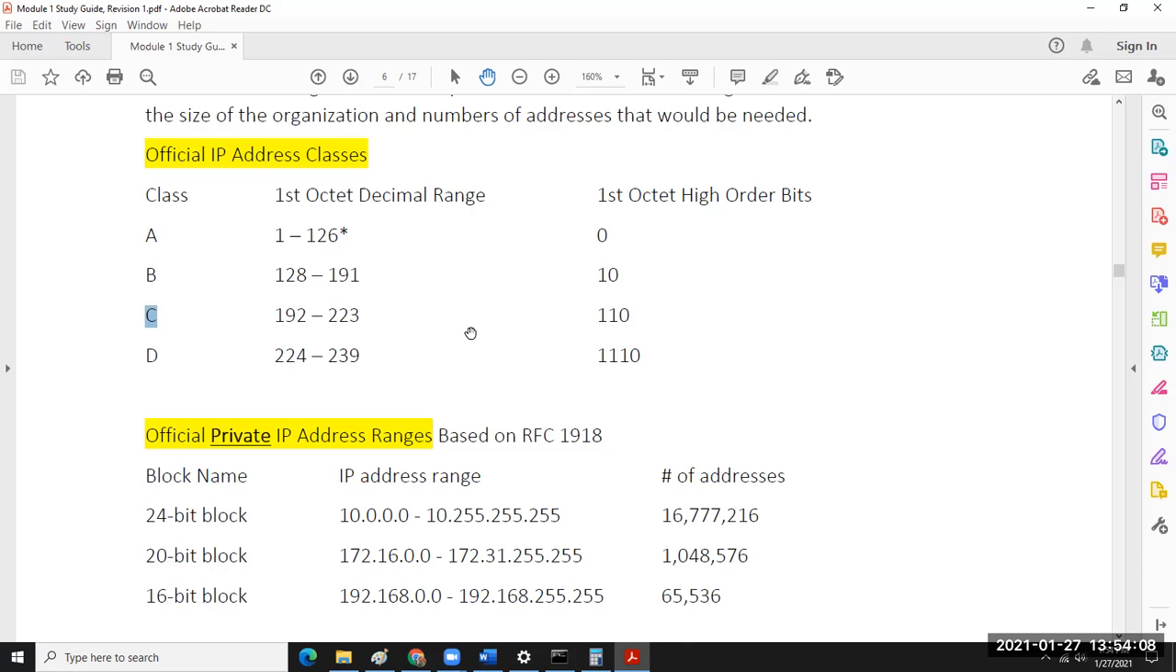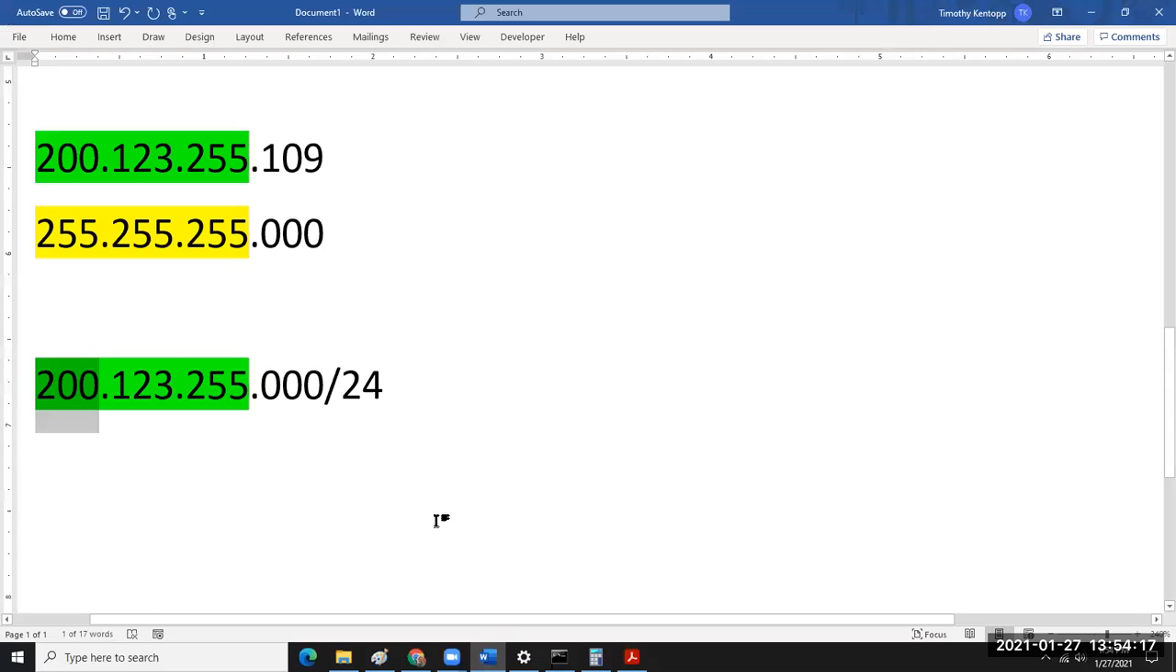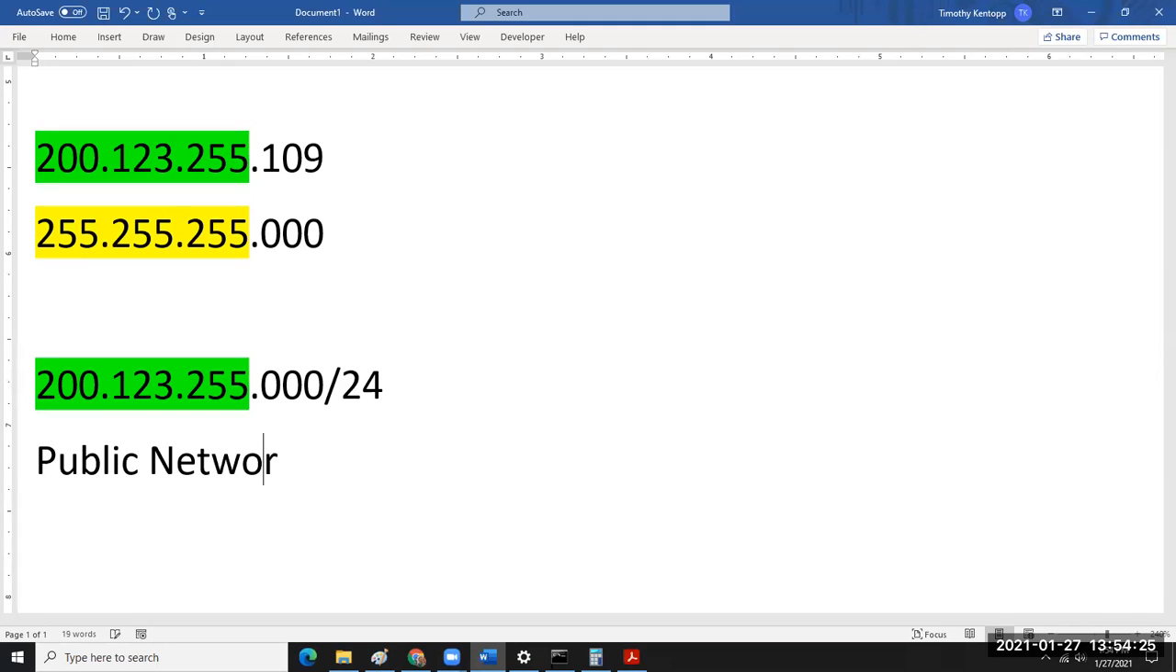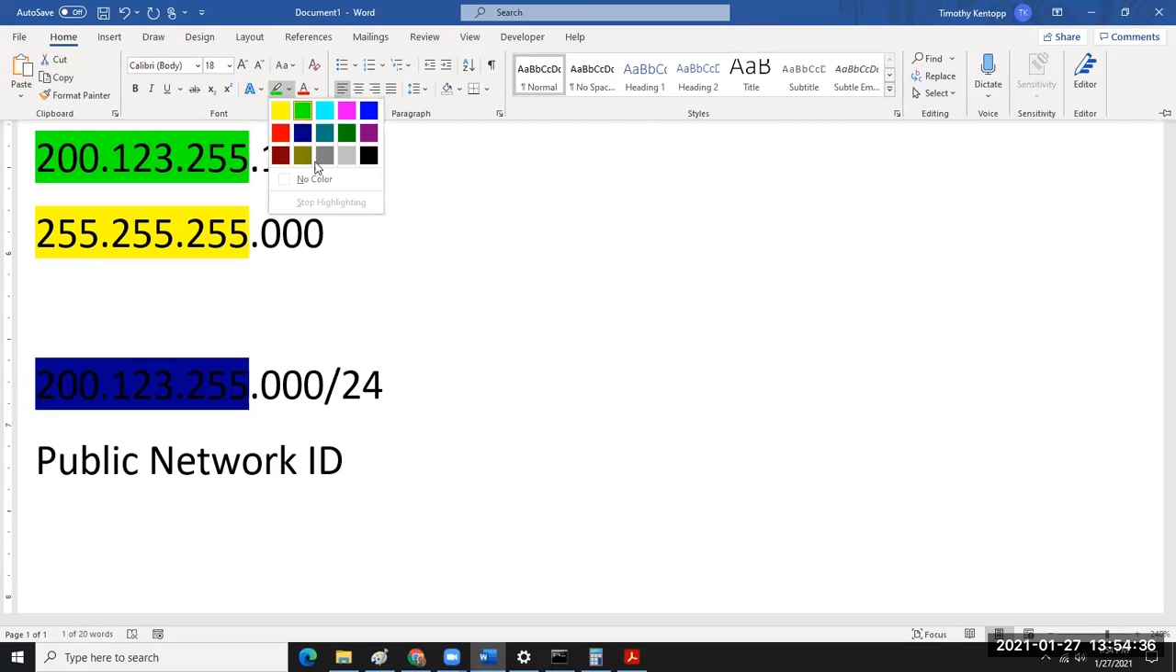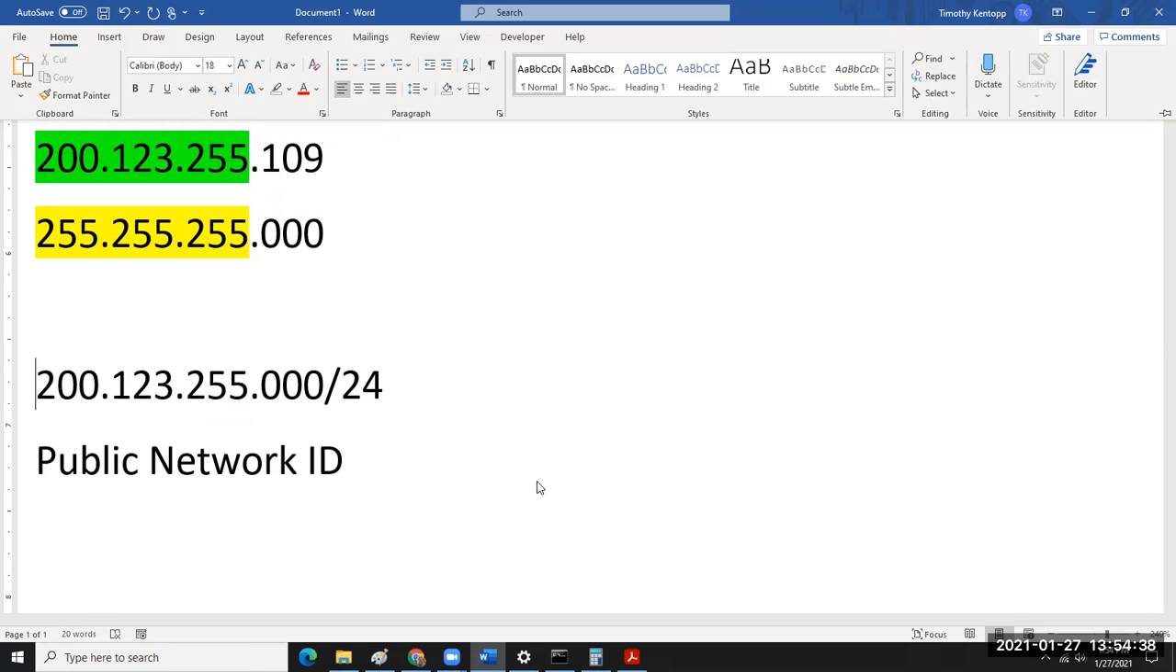Now, I'm going to take one more moment to show you one more cool thing. Actually, two more cool things, if you'll bear with me a little longer. So this is correct. It is a public network ID. Okay, that's what that is. I don't need to highlight the answer so much. Good job, thank you.